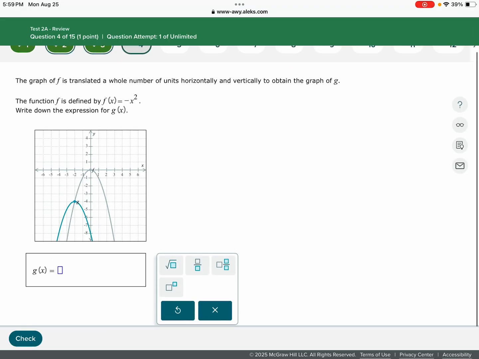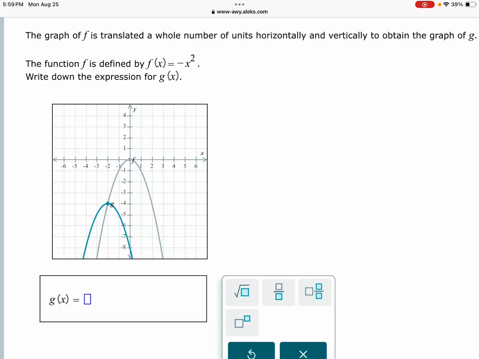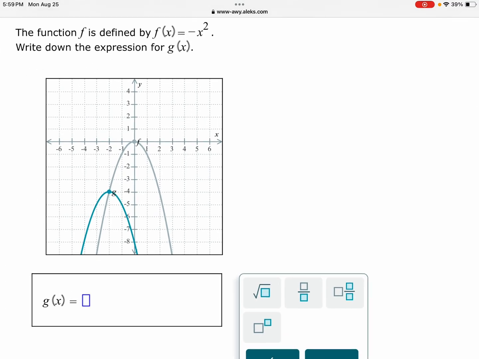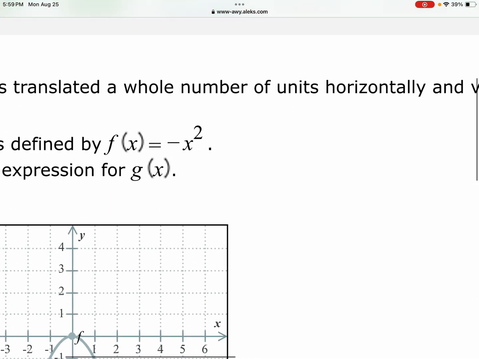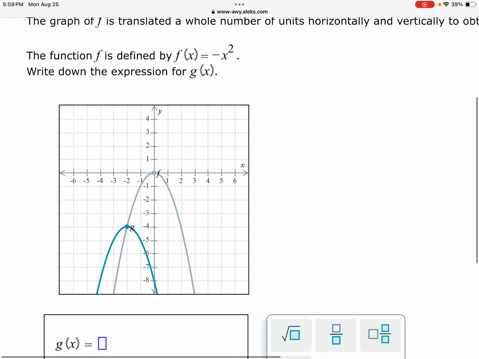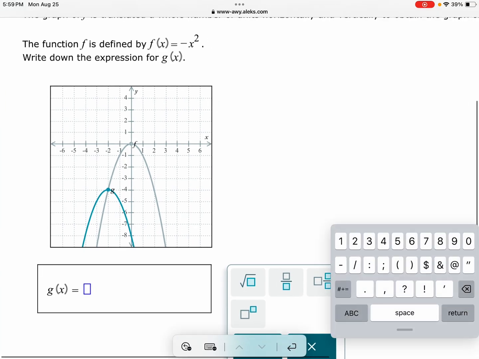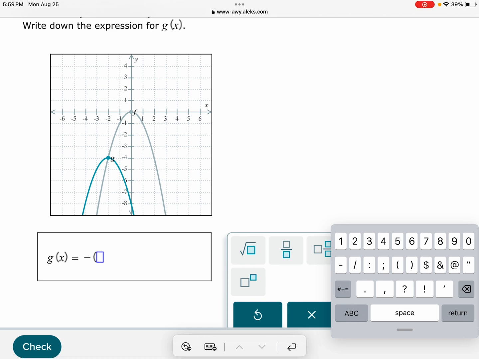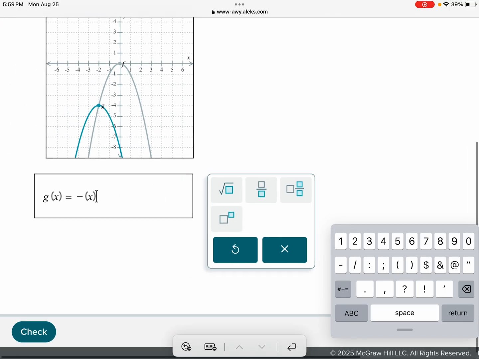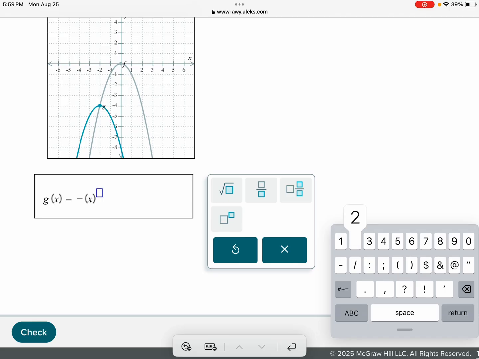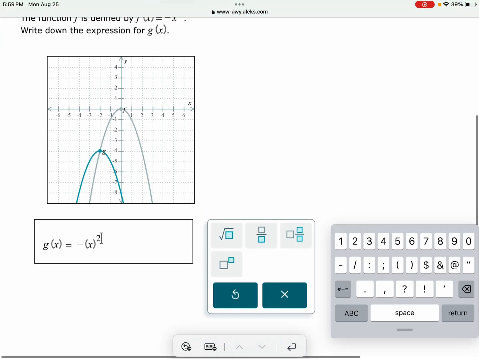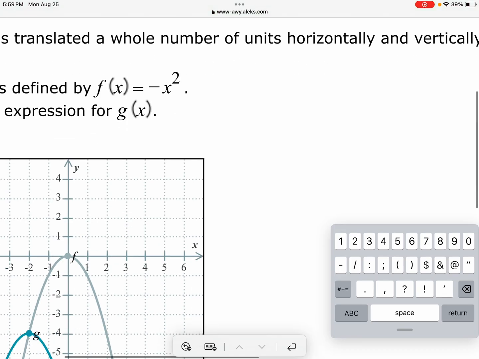For 4, similarly, we're just going to write an equation. We have negative x squared for f, that's the gray line, and the graph of g is the blue line, and I need to make the necessary changes to the equation to write something for g. I'm going to put a negative here, and use some parentheses too. So parentheses, an x, close parenthesis, and then I'm going to square that by pressing the exponent button and squared. This is the same thing as f of x. I just added parentheses, and that's okay.